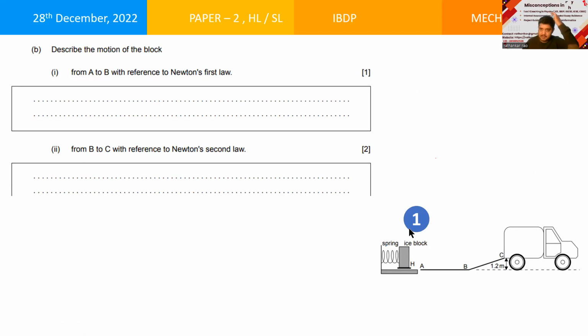Now this is the first problem. So now you see from A to B with reference to Newton's first law. Now what will happen here? There is no friction here. So as a result, now what can I write? I can write here, from A to B, no friction, hence uniform velocity is observed. Right? That's what you can say.